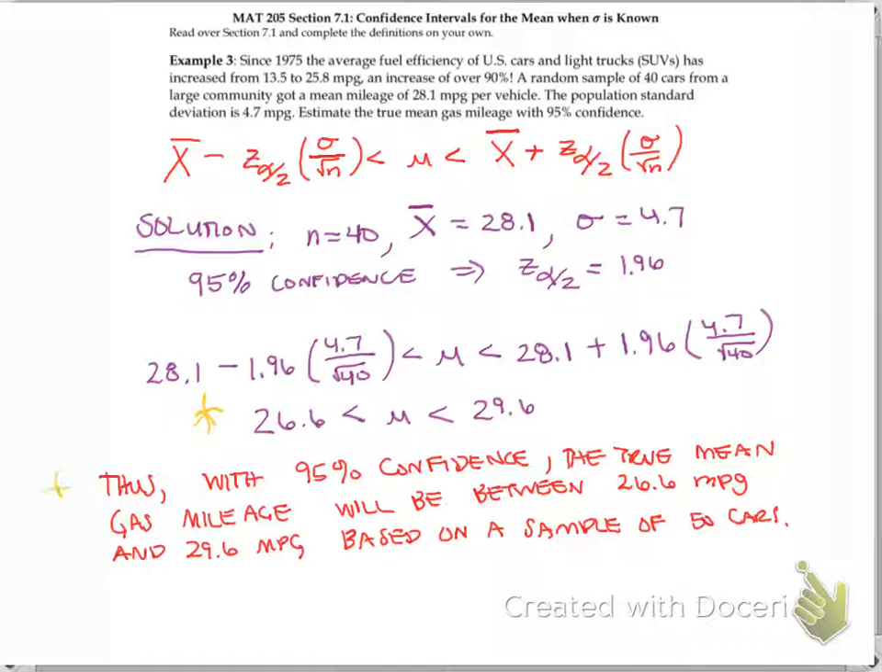And always make sure you write your conclusion out. So thus, with 95% confidence, the true mean gas mileage will be between 26.6 miles per gallon and 29.6 miles per gallon based on a sample of 50 cars. All right, hopefully that was clear. Let's move on to the next example.